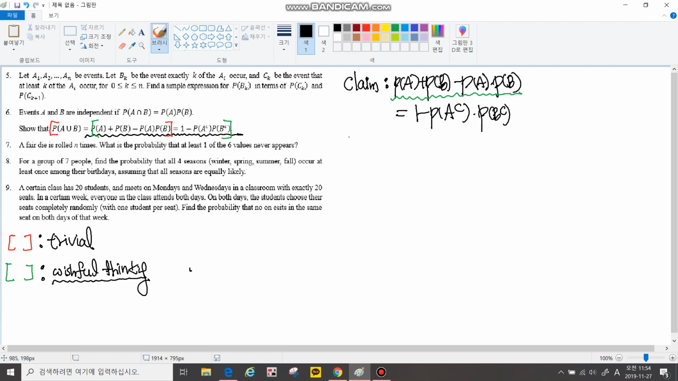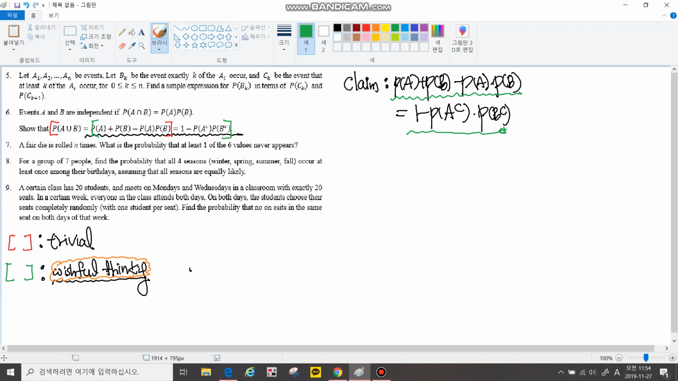By wishful thinking, you do not want to really say wishful thinking, but this is like our term, right? Our term that we want to use between just you and I. And then this is also used by a Harvard professor, Joe Blitzstein. But well, anyways, let's do this. So we want to prove that this is true.